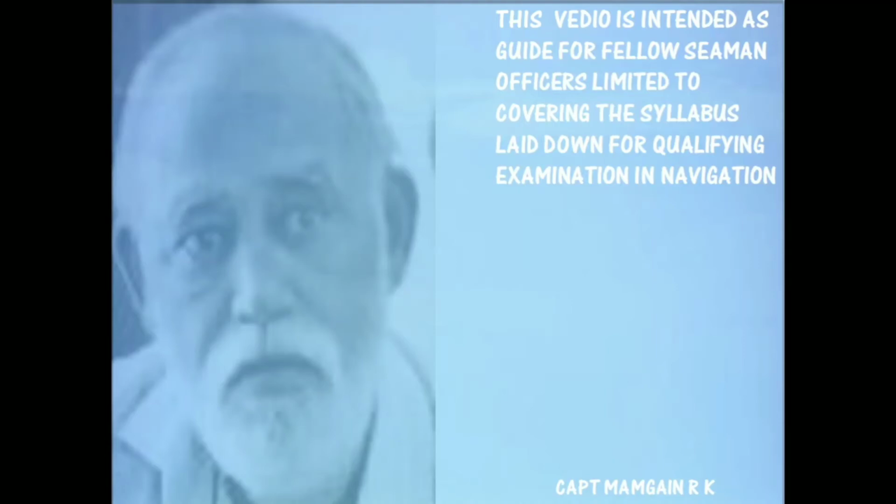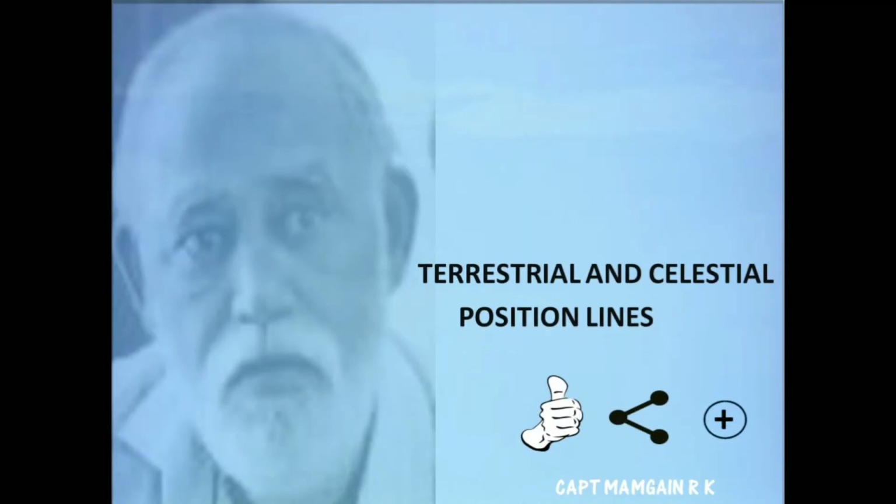Hello everybody. Today I'll talk to you about position lines, terrestrial and celestial. Last time we left off with the calculation of latitude by taking the altitude at meridian passage. That's the lower and upper meridian passage.